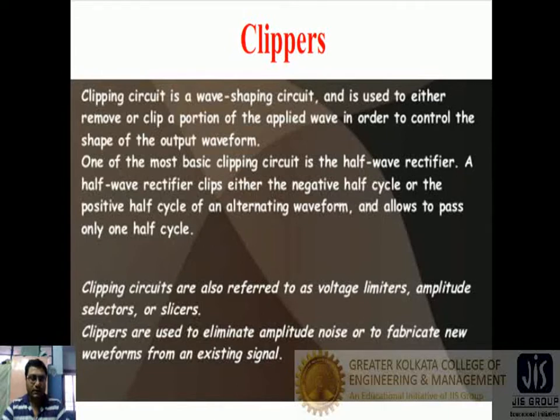The clipping circuits are also referred to as voltage limiters, amplitude selectors or slicers. Clippers are used to eliminate amplitude noise or to fabricate new waveforms from existing signals. So this is all about the clipper circuits.